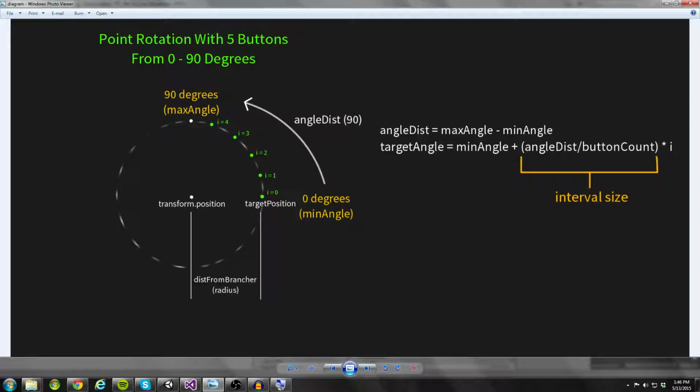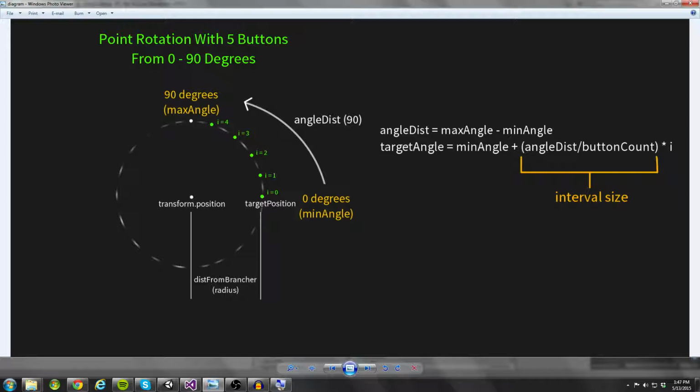So I have two equations on the right side of this picture that we need to look at because essentially what we're trying to achieve is the angle of rotation around this circle for each button. So how are we going to do this? Let's look at the first equation where we have angleDist equals maxAngle minus minAngle. We need this angle distance to be used in our second equation, and all we're doing is getting the difference of the max angle and the min angle.